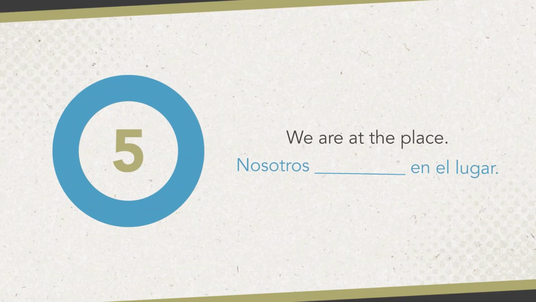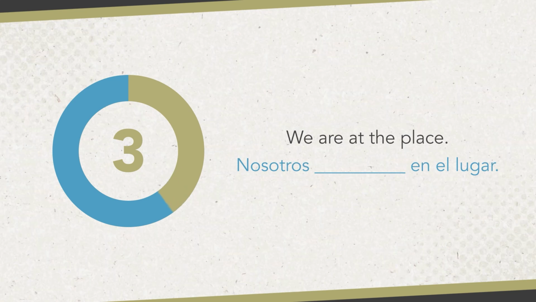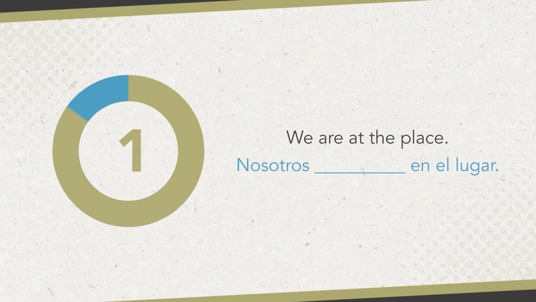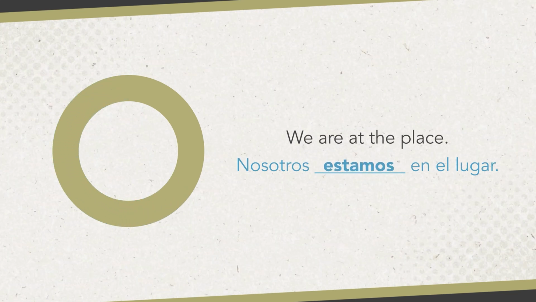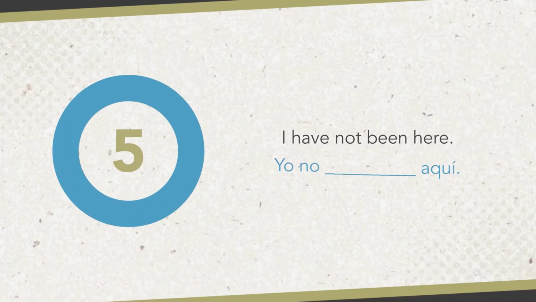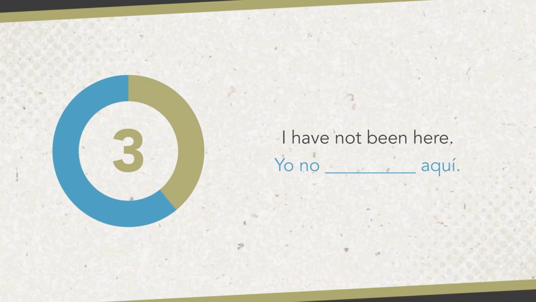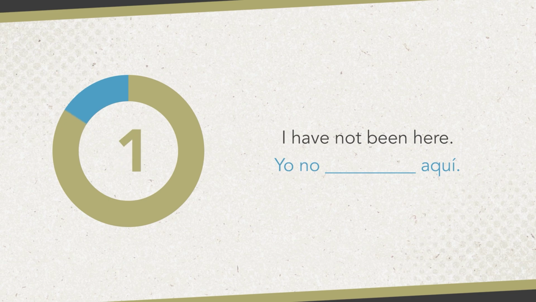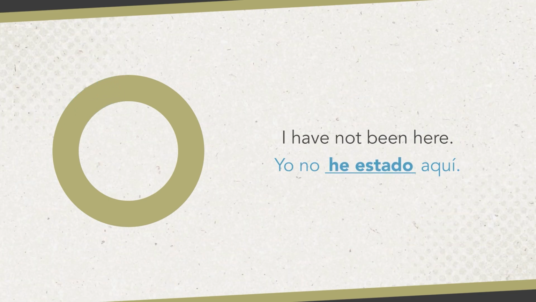Now it's time for the quiz. I'm going to give you a bunch of sentences that have randomized all these different forms of estar. I'm going to say the English sentence first, and then you should try to predict which form of estar to put in the Spanish sentence. Let's do the quiz. We are at the place. Nosotros estamos en el lugar. I have not been here. Yo no he estado aquí.